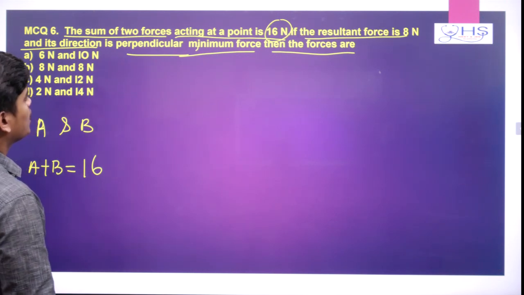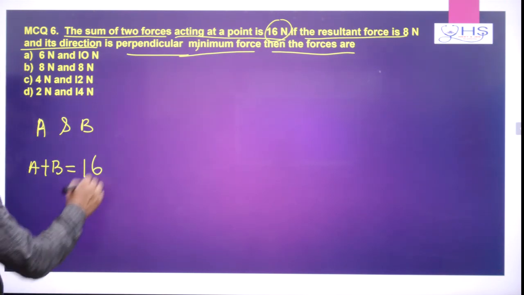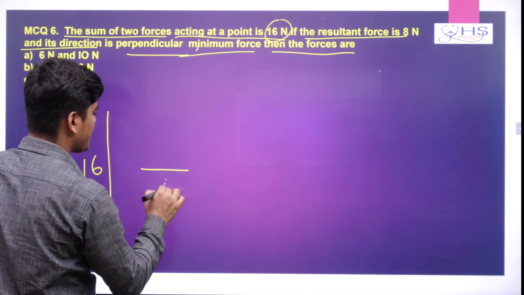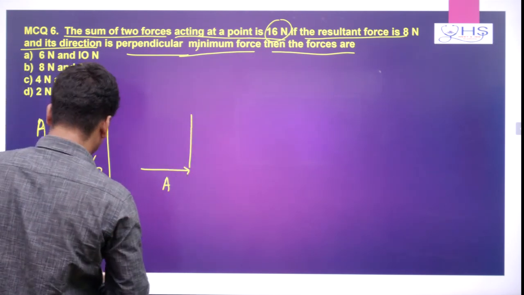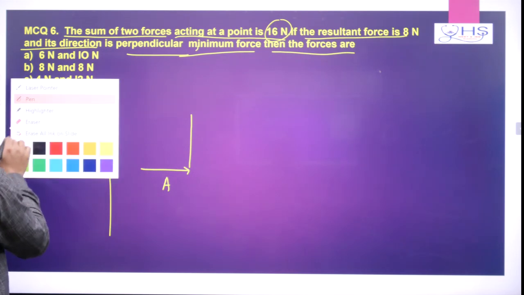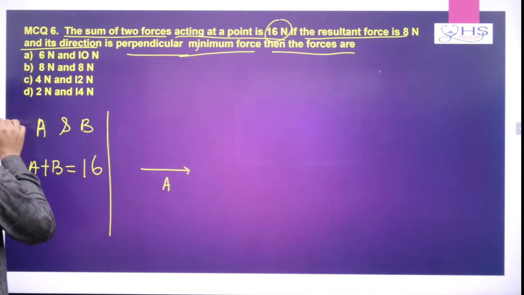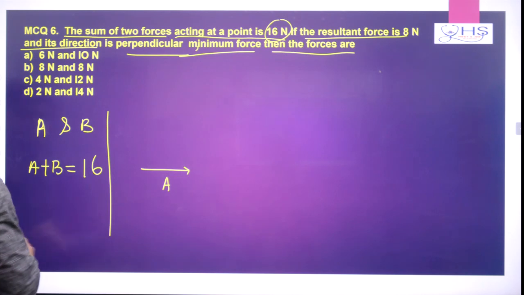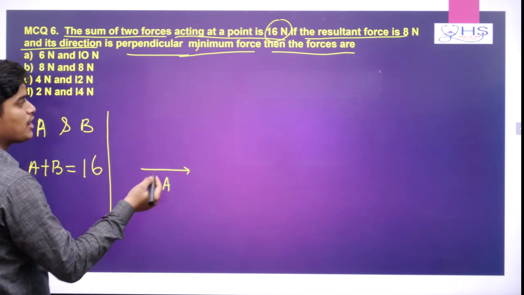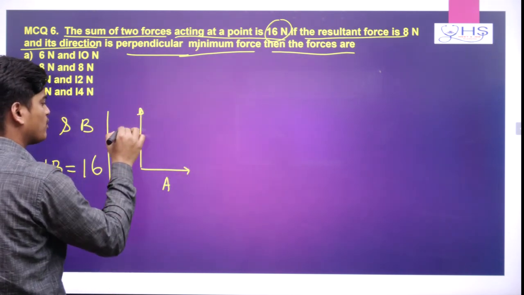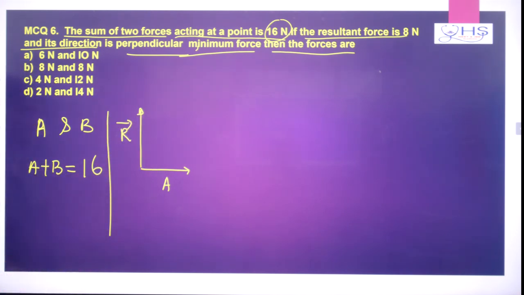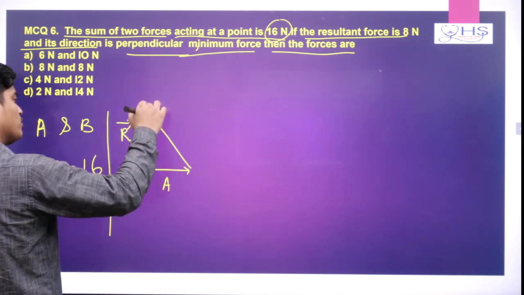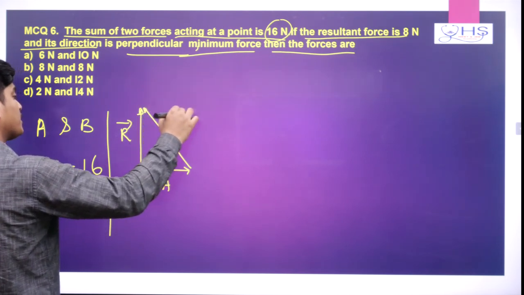Now the resultant force. They are telling here, suppose A is the small vector and B is the big vector. Now they are telling the resultant vector is perpendicular. So suppose this is the R vector perpendicular to the small vector. Now from here to here, take this as your B vector.